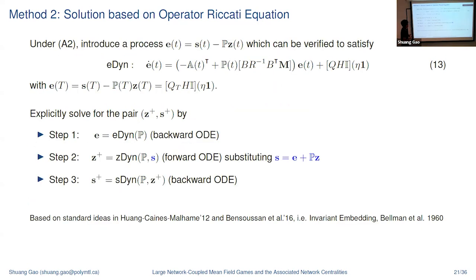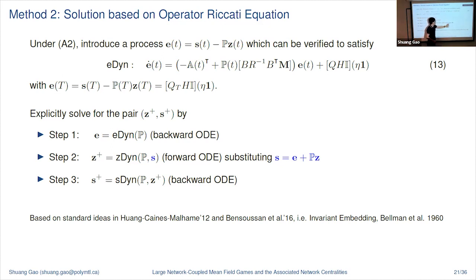So the way we apply this operator Riccati equation is as follows. We first introduce an offset error process E that characterizes the error between the S and minus Z. Okay. And once we do that, we realize that the E process satisfies this ODE. It's a self-evolving ODE. So this can be pre-computed once you get the solution for E.